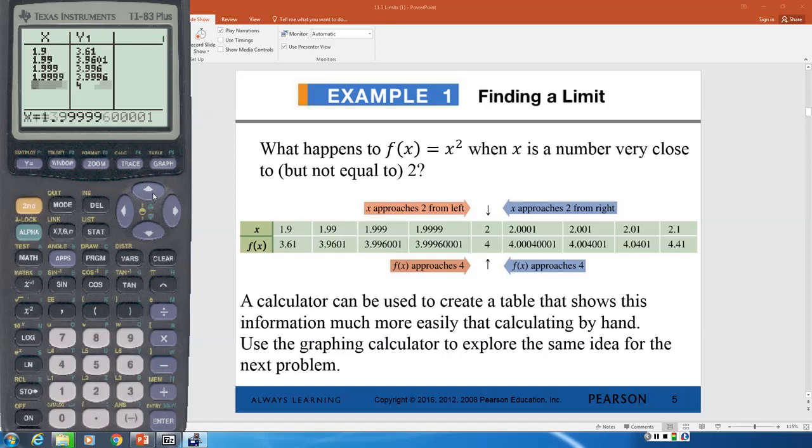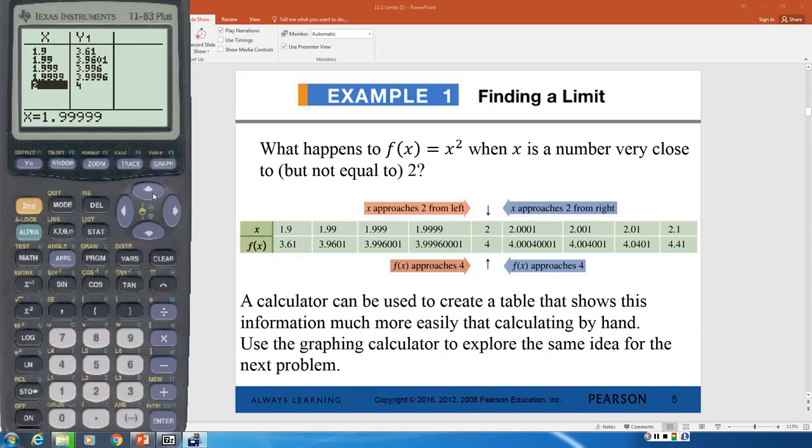So I want to look at what we're actually doing here. We started out sort of close to 2, but then we moved a little bit closer, and a little bit closer, and a little bit closer. And I could keep on going. I could keep adding 9s. And the calculator would hold it up to about 14 decimal places, and after that, it'll say, no, you're done. I'm not doing that much. But you can see what's happening in the x column, right? We're getting closer and closer to 2.